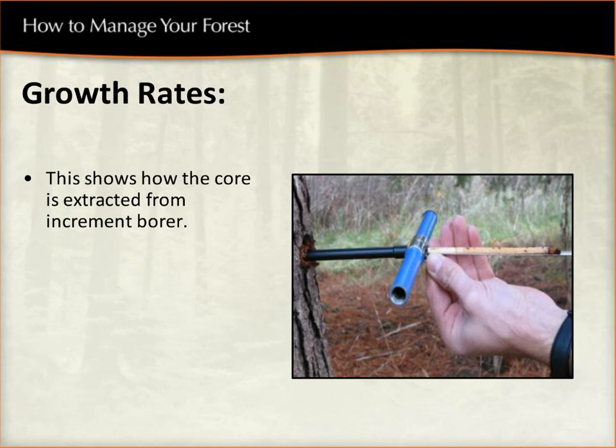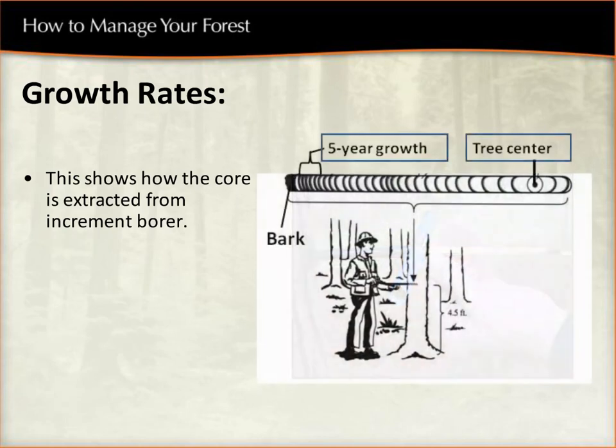This shows how the core is extracted from the increment borer. The illustration shows a spring or light-colored wood and summer or dark-colored wood. The combination is 1 year of bole growth. You can see from this picture that during the last 5 years, tree growth has slowed, which indicates that this stand is getting crowded and should be thinned.